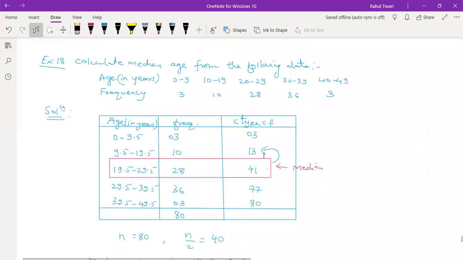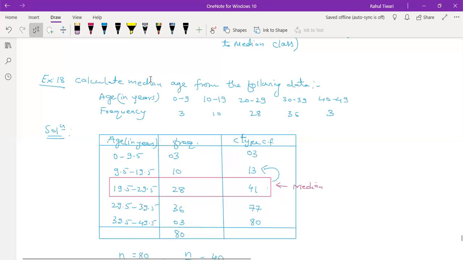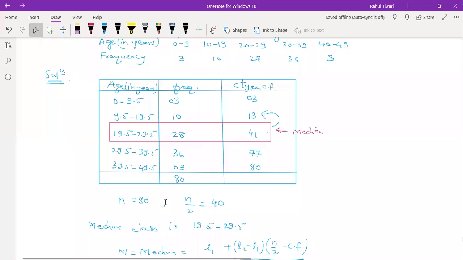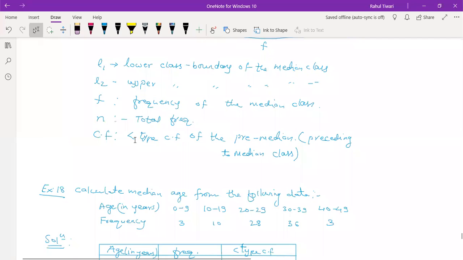So see, these types of problems are very simple. Once you understand the data, the only thing is that you need to find n by 2. And where this n by 2 is coming, you need to search for that particular median class. And once you know the median class, then it's very simple because this is your L1, this is your L2, this is your F. But where the students made a mistake is they write this CF as 41, which is wrong, because as per the information, your CF will be the less than type CF of the pre-median class.